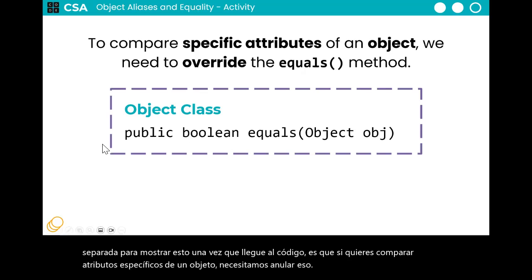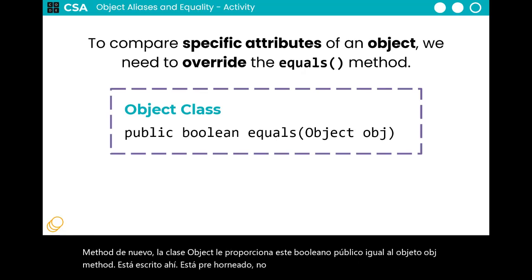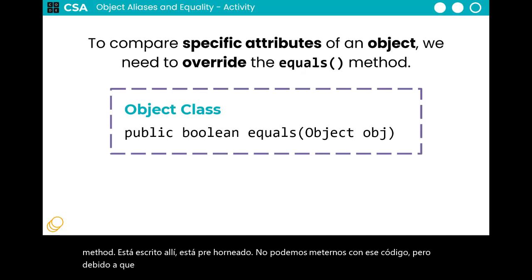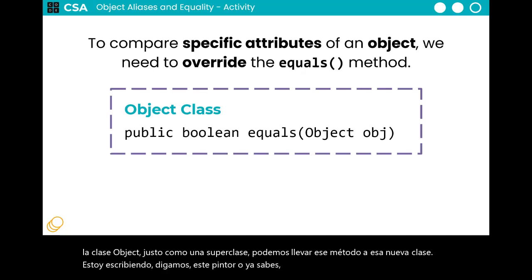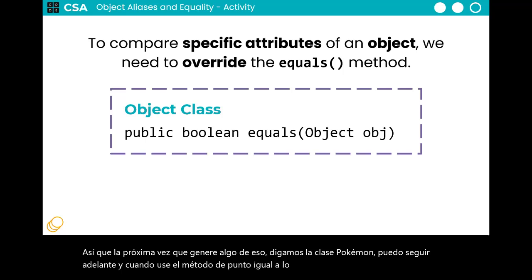Again, the object class gives you this public boolean equals(Object obj) method. It's written in there, it's pre-baked. We can't mess with that code. But because all of the objects we instantiate or spawn are going to belong to the object class as a superclass, we can actually bring that method into that new class I'm typing, say this painter or Pokemon or whatever, and I can override and basically hijack that method. So next time I spawn anything from, say, the Pokemon class, when I use the dot equals method, it's going to use what I did with it when I hijacked it.